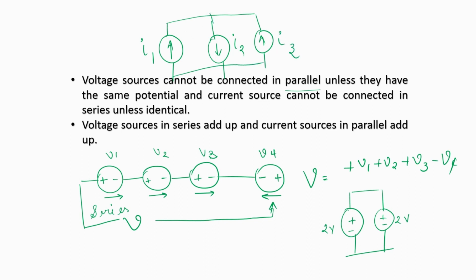So here, if we consider the overall current at this node, I, that would be, applying KCL at that point, plus I1 minus I2 plus I3. So that will be the current I. So the currents are going to add up only when the current sources are connected in parallel. The current sources cannot be connected in series unless they are identical. So again, these are the two very important points that we need to remember.